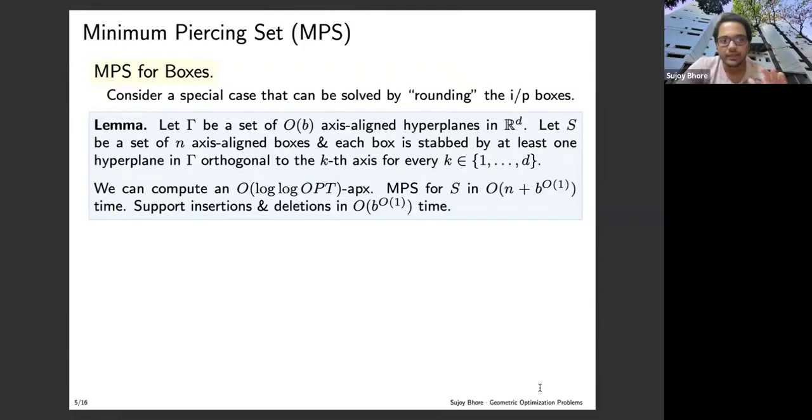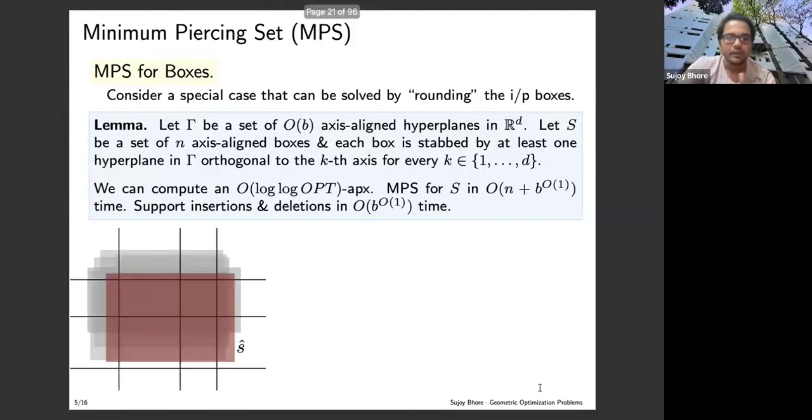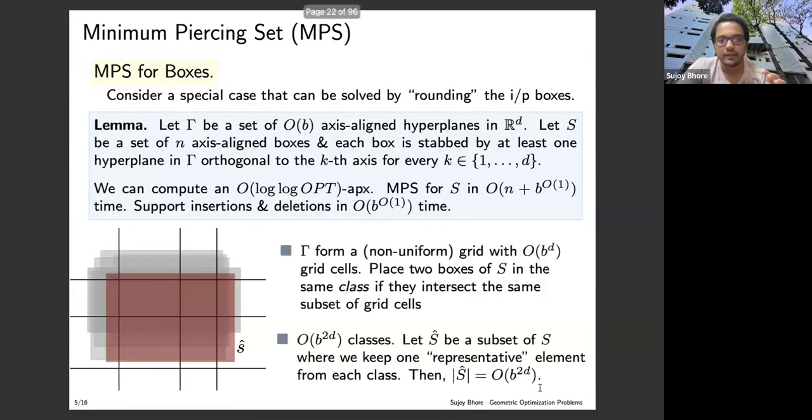So in that case, we can compute a log opt approximation of the minimum piercing set in (n + B)^O(1) time. And it also can be made dynamic. It supports insertion and deletion in B^O(1) time. So here is roughly what the arrangement looks like. What these axis-aligned hyperplanes do is form a non-uniform grid with roughly B^d many grid cells.